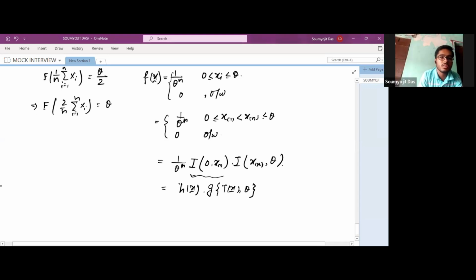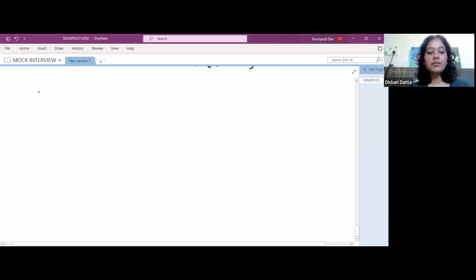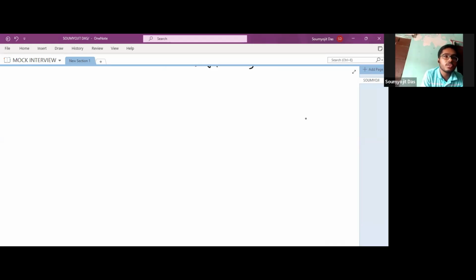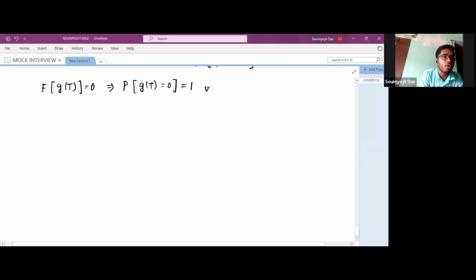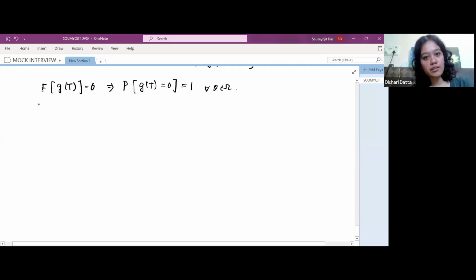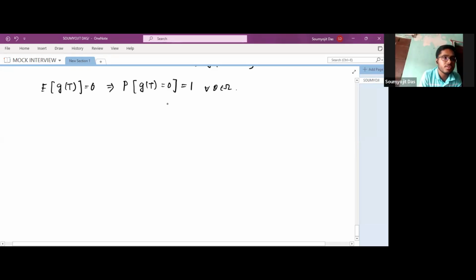I think that we need to check. Can you define completeness for me first? Yes, ma'am. A family of distributions: if we consider that X order n, or rather in general T, is a complete statistic for the family of distributions f(x, theta), then expectation of g(T) equal to 0 will imply that probability g(T) equal to 0 is 1 for all theta belonging to omega. Will g(T) always take the value 1, or will it take the value 0? 0. Sorry, it takes the value 0, that's the probability.